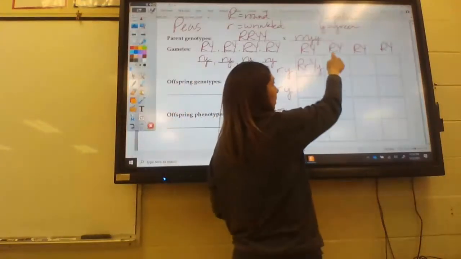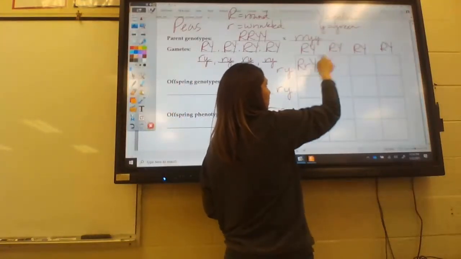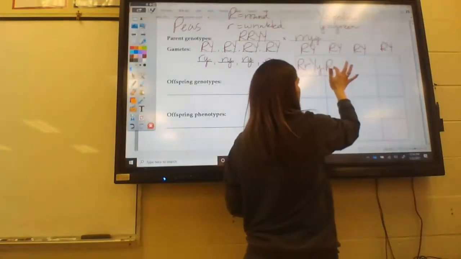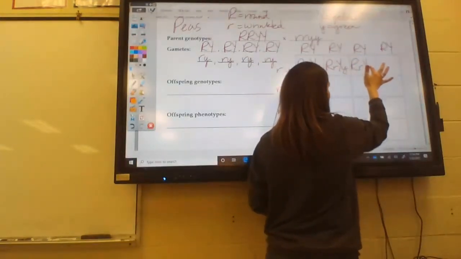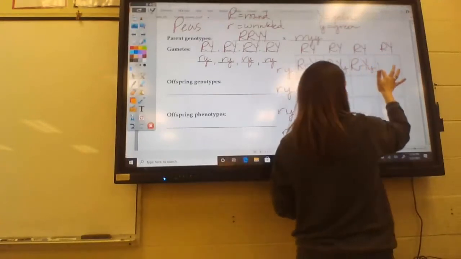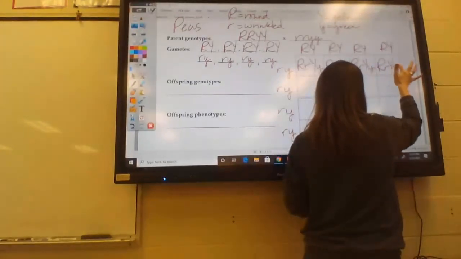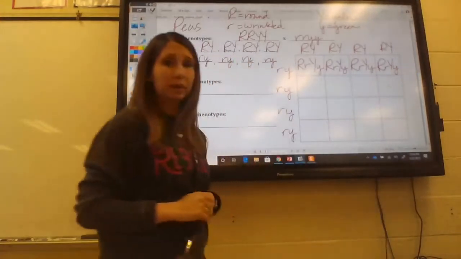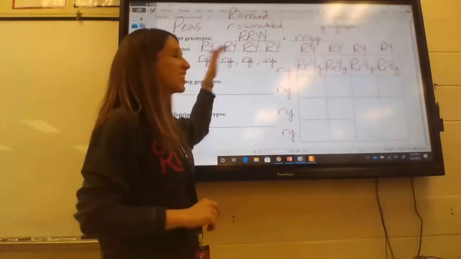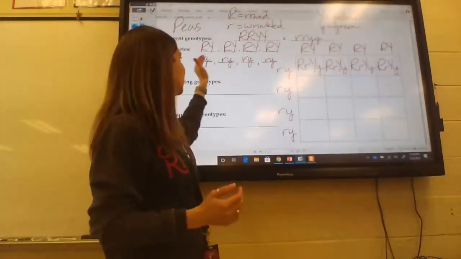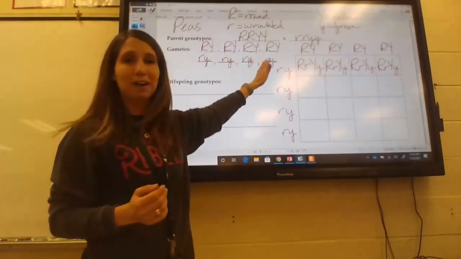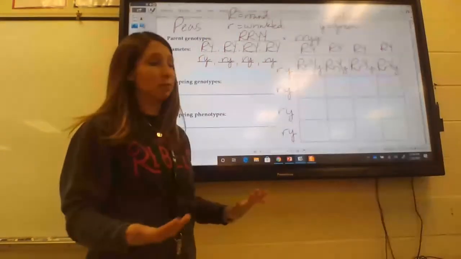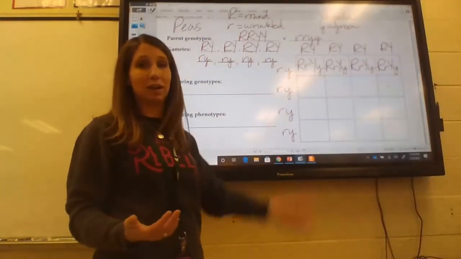If I continue here, I've got a big R, a little r, a big Y, and a little y again. Big R, little r, big Y, little y. If I continue doing that, you can start to see what's going to happen here. I've got a lot of the same genotypes appearing because, again, my parent gametes are exactly the same. So it doesn't matter if it's this little r and this big R and Y, or this big R and Y and this little r and y, I'm always going to get the same result, right? Because I'm consistent in how I'm writing them.